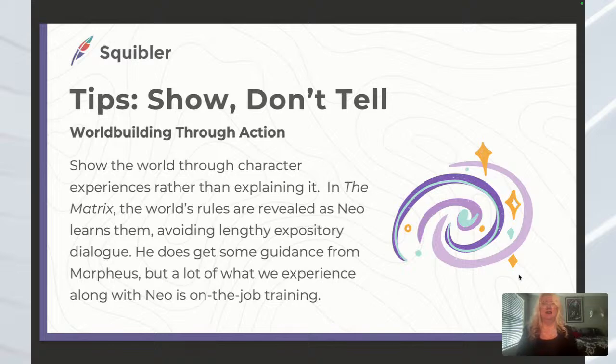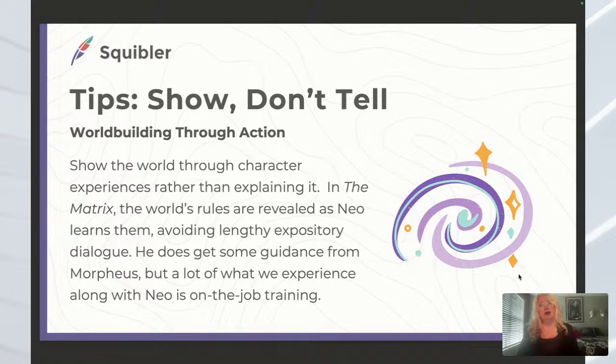Another tip for limiting your exposition, and this is for our fantasy and science fiction writers, is to have your world building develop through action. Show the world through the character experiences rather than explaining it. So in something like The Matrix, the world is revealed as Neo learns it. The writers here are avoiding lengthy exposition and dialogue. Neo does get some guidance from Morpheus, but a lot of what we experience along with Neo is what you would say is on-the-job training. He's going to have to experiment with these limitations of the AI world taken away from him. And sometimes it can be very dangerous.